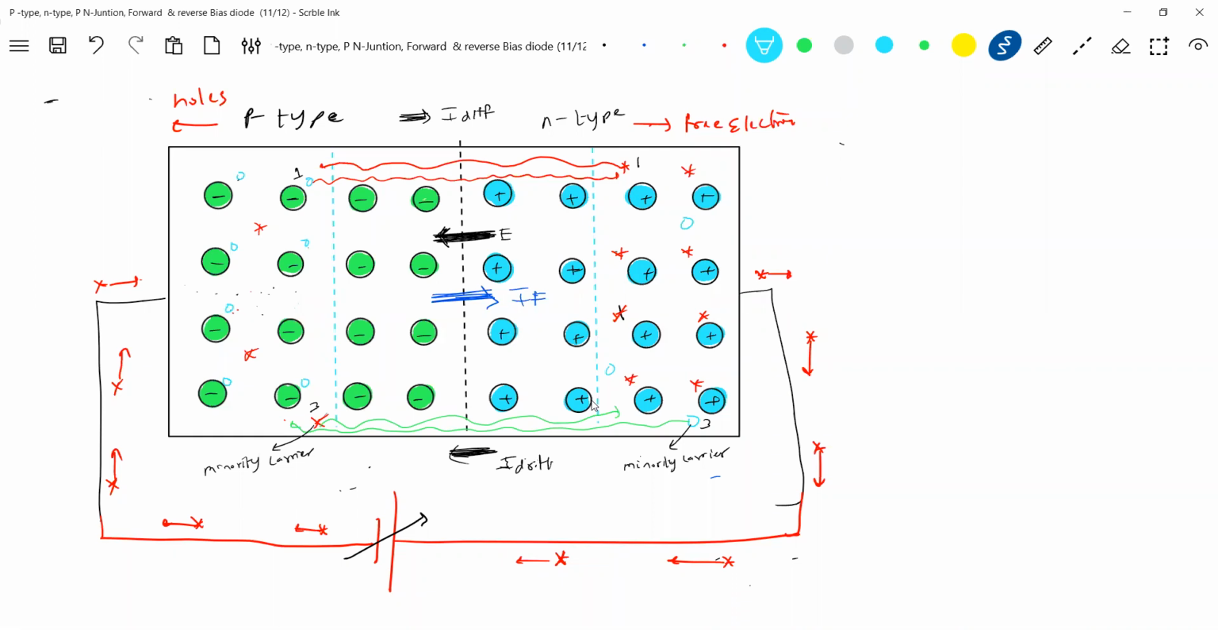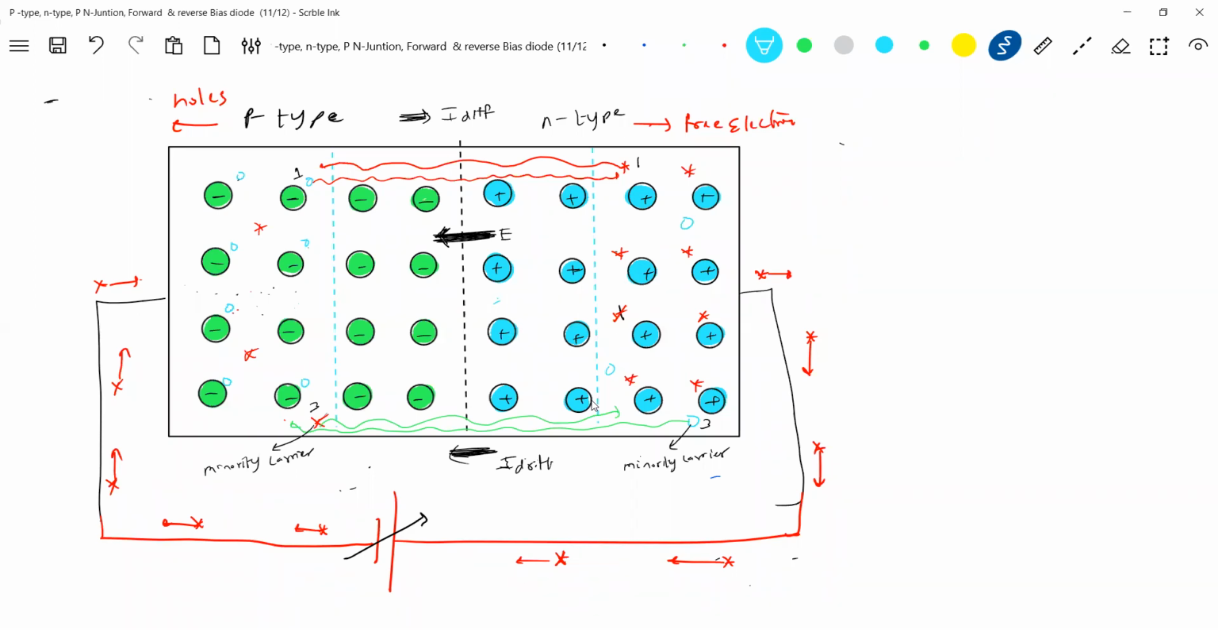Here what you see is that the majority carriers move away from junction. The holes will move away from junction. The electrons will move away from junction. Then what will happen to the ions? These ions, don't say robbed off, they're being depleted of their majority carrier. So width of depletion layer will increase here. Width of depletion layer will increase. Agree with this? So the width of depletion layer increases.